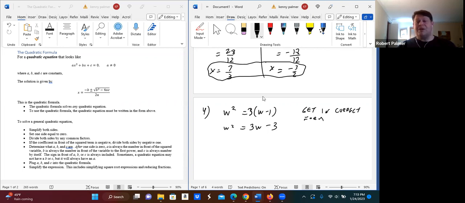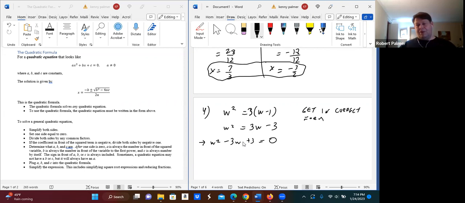Now, I want to make one side equal to 0. So I think the easiest thing, like I say, is generally we want our squared term to be positive. So I'm going to move all these terms over here. And so if I do that, then I'm going to have w squared, then subtract 3w from both sides, add 3 to both sides. And so that then is in the correct form.